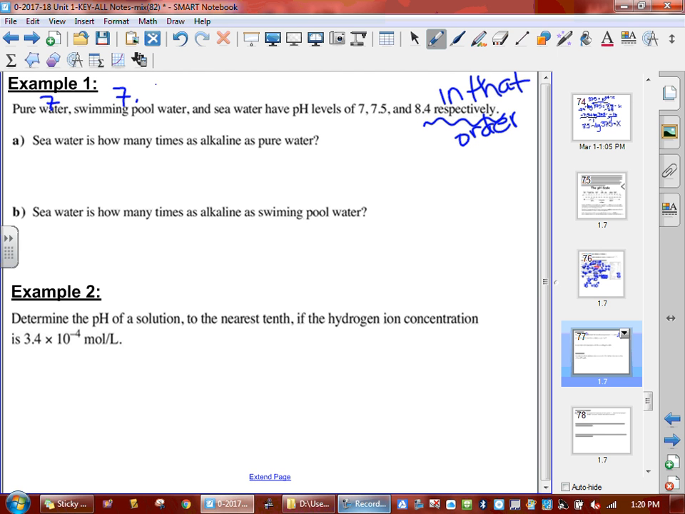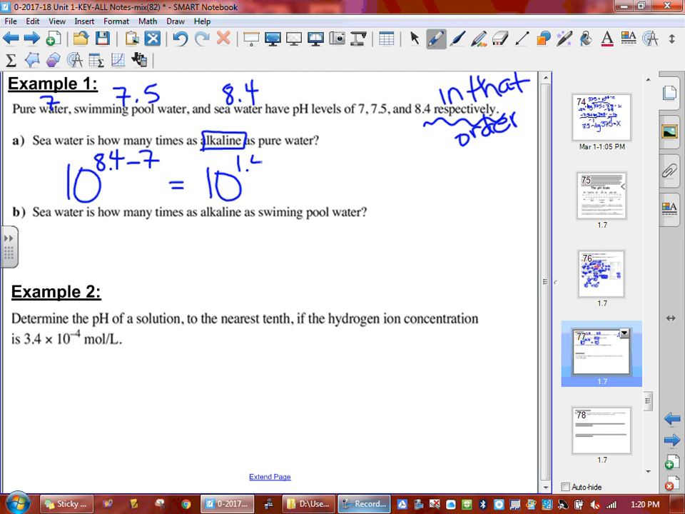So now we're going to compare seawater and its alkalinity to pure water. So seawater to pure water. So we're comparing alkalinity. That means we start with the higher alkaline number. So we're starting with 8.4 and we're minusing 7. So what's that going to give us? 1.4. 10 to the 1.4. Which is going to give us, to the nearest whole number, roughly 25 times. So it's 25 times more basic, more alkaline.